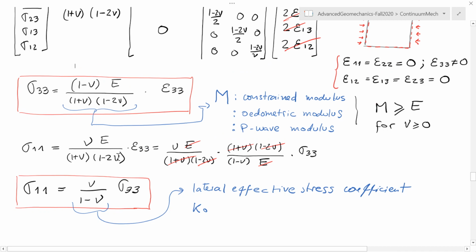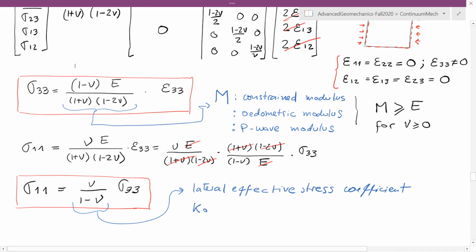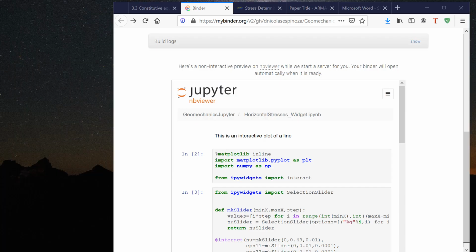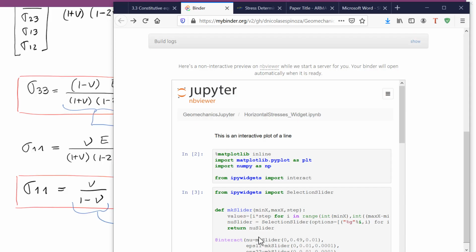But now with this equation we can tell what horizontal stress is at a given site, as long as we know the effective vertical stress. If we know the total vertical stress, and if we know the pore pressure, then we know the effective vertical stress. If we know the Poisson ratio for this one-dimensional strain condition, then we can calculate the effective horizontal stress.